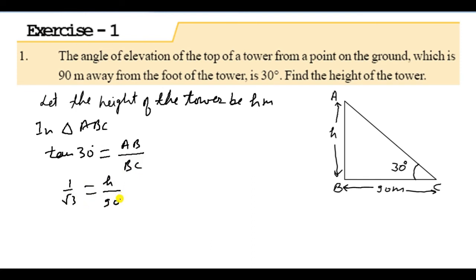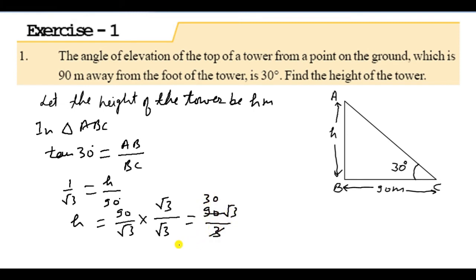Now do the cross multiplication. So h is equal to 90 upon root 3. Now rationalize the denominator. It is root 3 into root 3. So it becomes 90 root 3, and downwards it is 3. So 3 nines are 27... so we get h as 30 root 3 meter. So that is your answer.